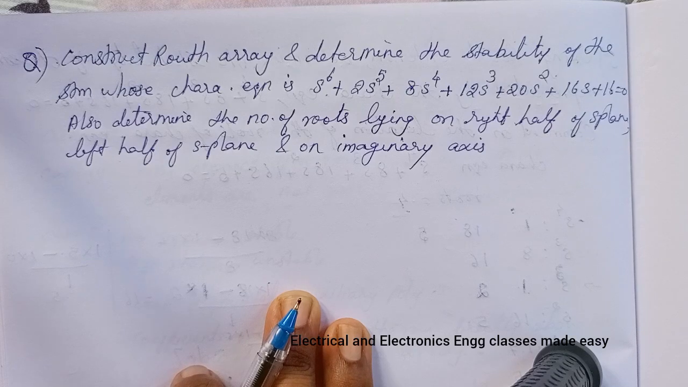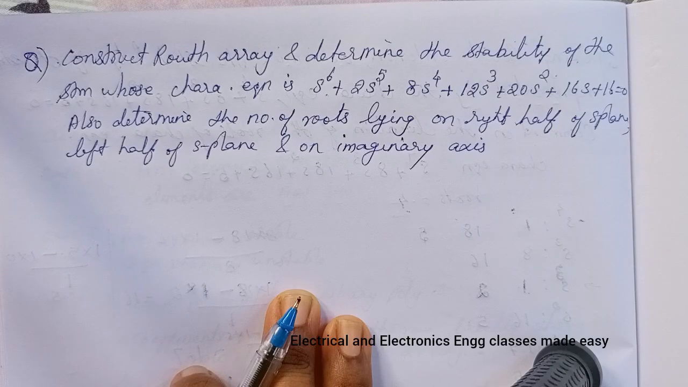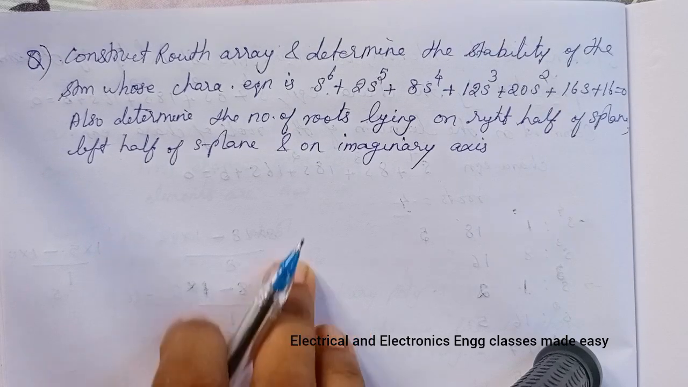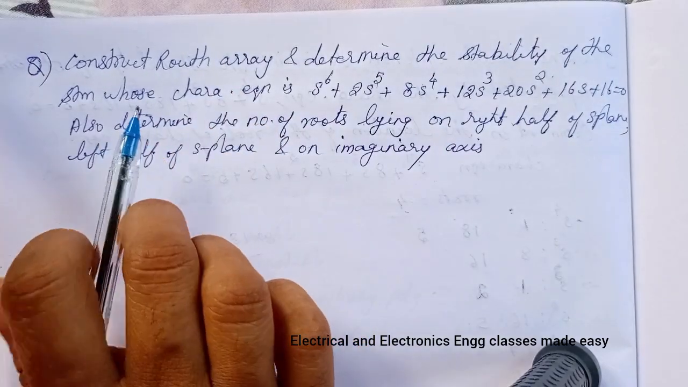Today's class is the continuation of Routh criterion, that is the problems related to stability analysis. So let us go through the problems.